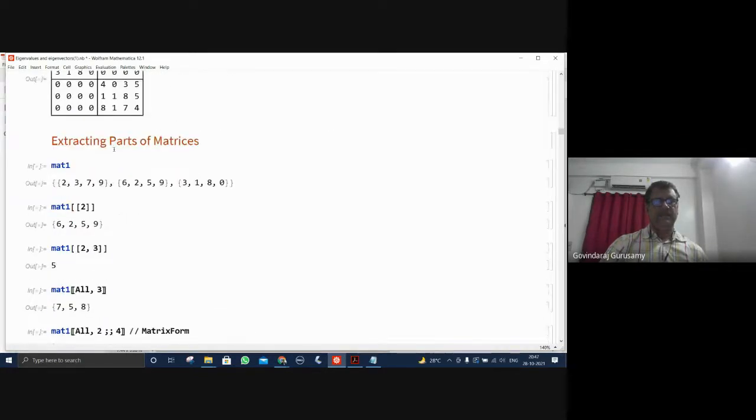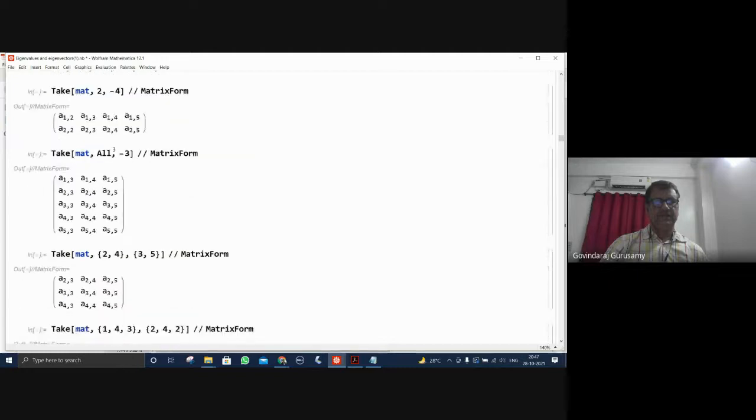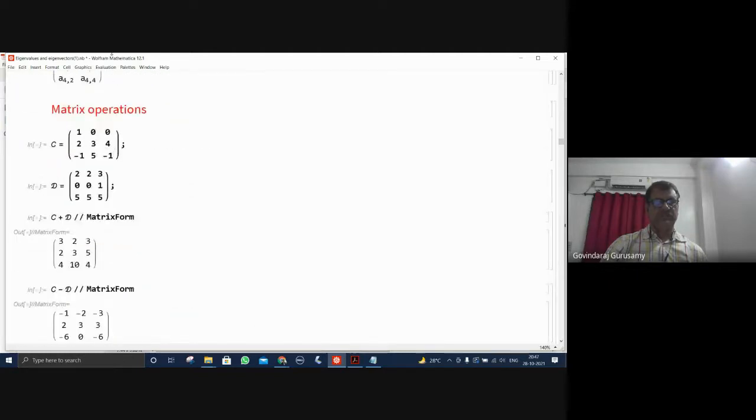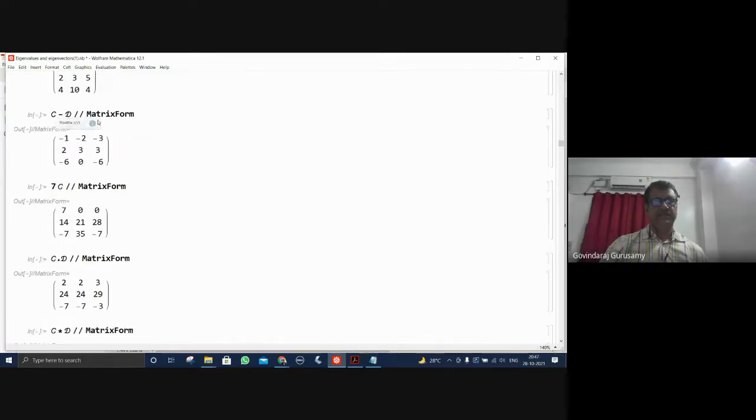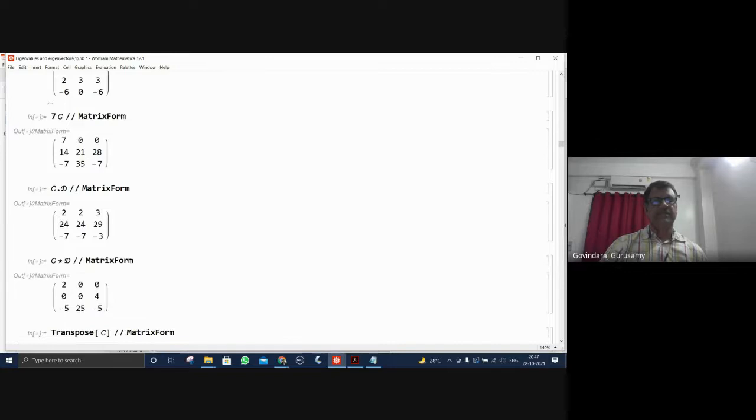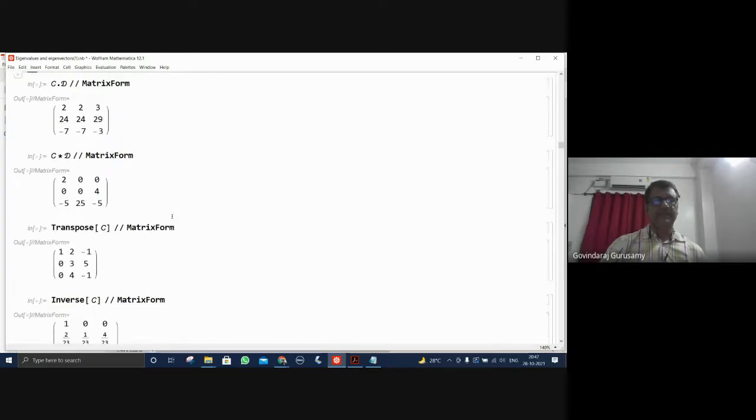So this is how we'll extract the parts of the matrices. Now we have matrix operations on C and D. C plus D is addition, which you are familiar with. C minus D is the subtraction. Multiplication by a factor of C. And then you have taking a dot product, which is C dot D, which is a multiplication of matrices.